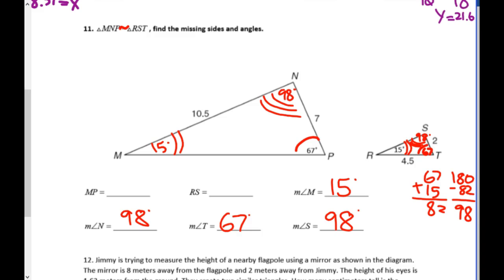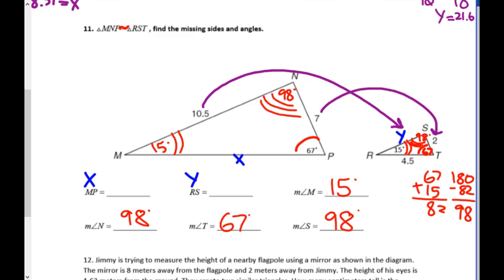when doing the next ones, let's call MP X, let's call RS Y. Okay, so MP, on this bottom part, I'm going to put an X. And for RS, I'll put Y. Now let's make my connections here. 10.5 goes to Y. 7 goes to 2. X goes to 4.5.